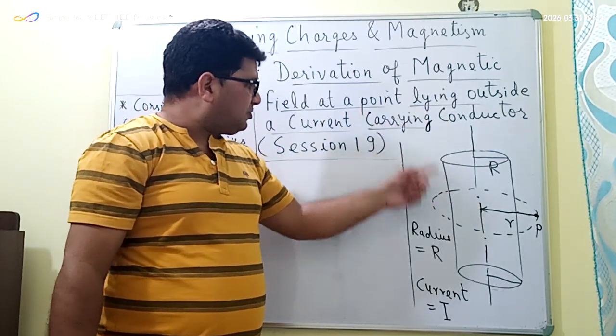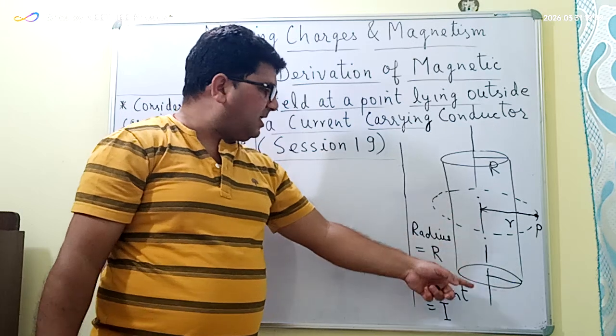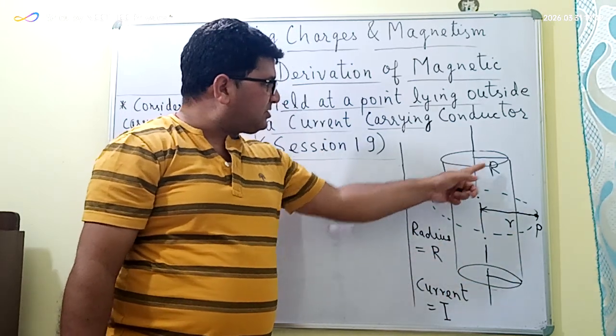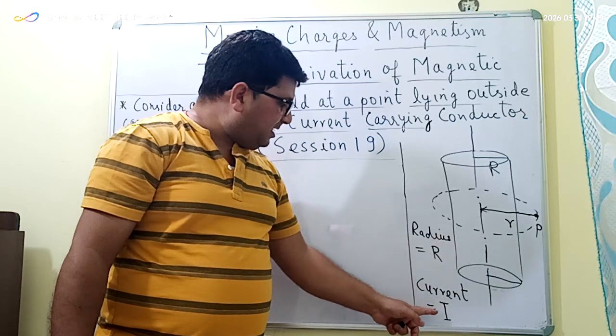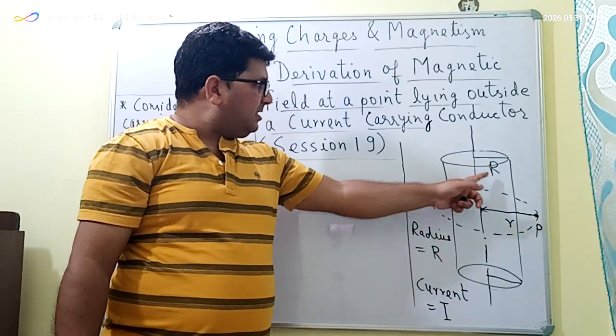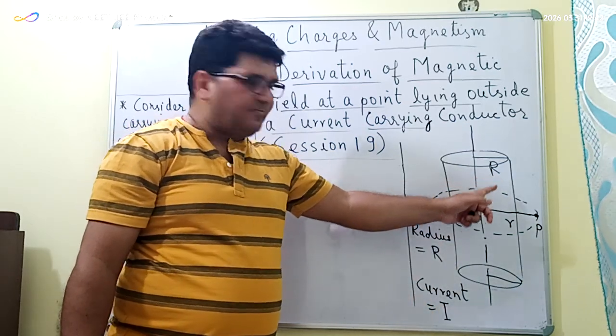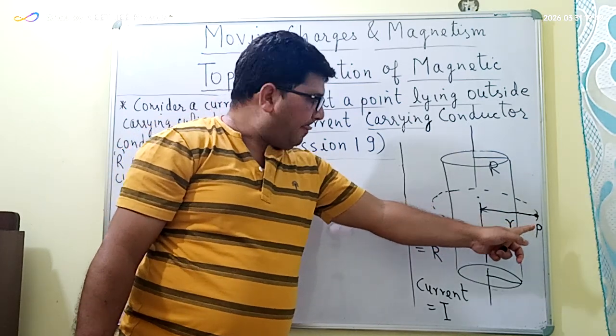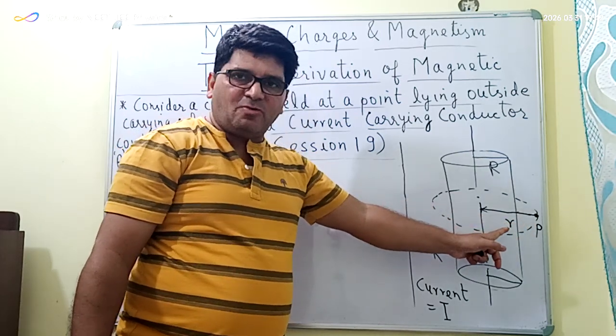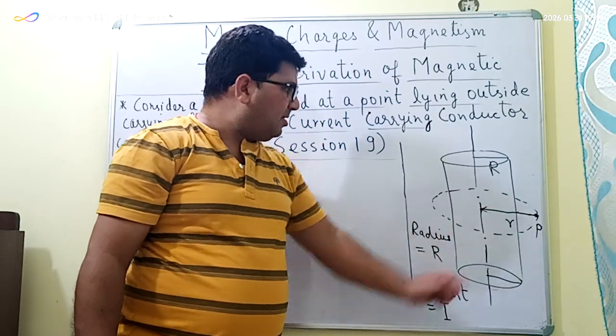So based on this topic, I have drawn here one diagram in which there is one cylindrical conductor as shown in this figure, which is carrying a uniform current I, and it is having a radius of capital R. And we have to find the magnetic field at this point P, which is at a distance of small r as shown in this figure.